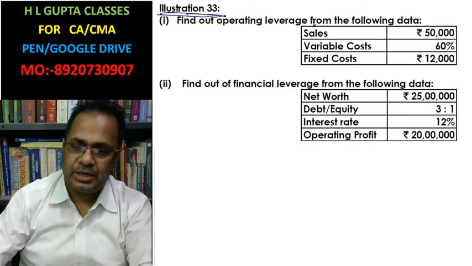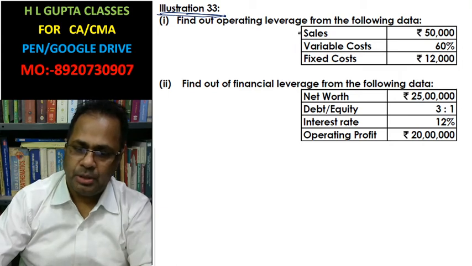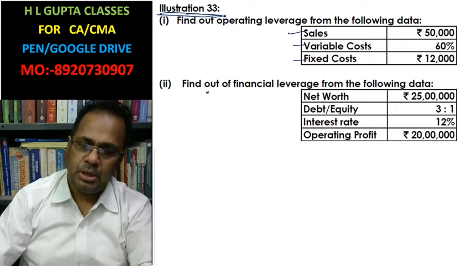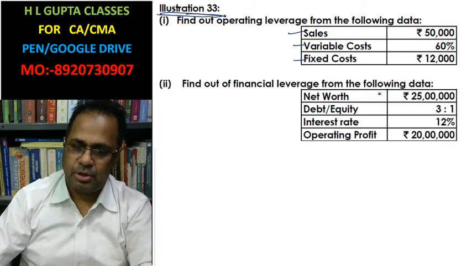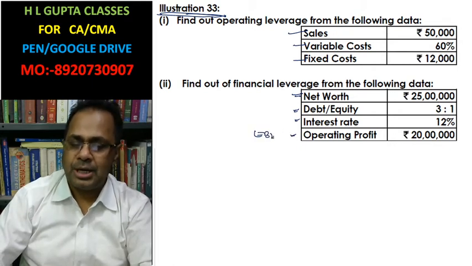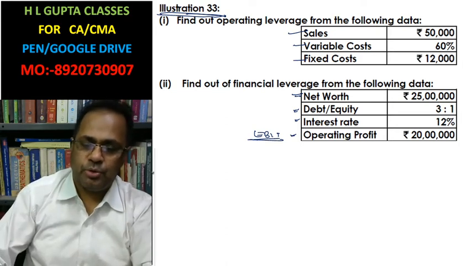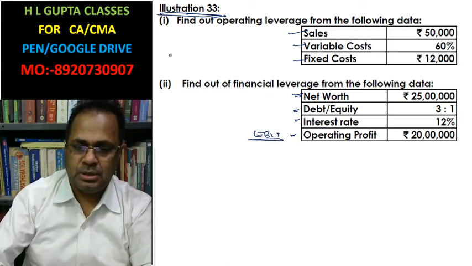Find out the operating leverage from the following data. Sales is given, variable cost is given, fixed cost is given. It is a very easy question. Find out the financial leverage from the following data. Net worth is given, debt equity ratio is given, interest rate is given, operating profit, that is equal to EBIT, is given. Both are very easy questions. Okay. Now I'm going to solve the first question.